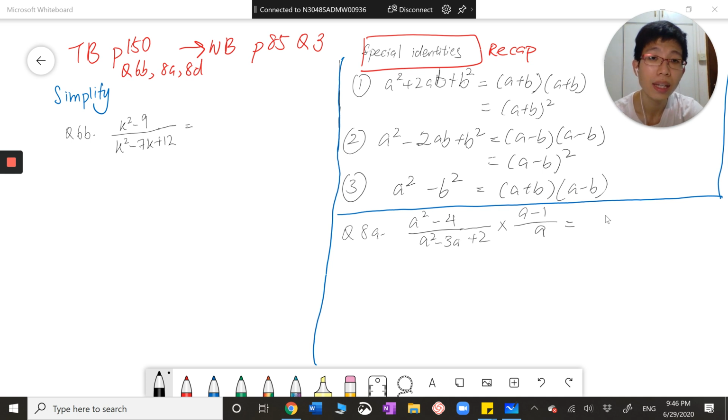And the last one, a squared minus b squared. This one is your difference of 2 squares. When you factorize it, it will give you (a plus b) times (a minus b).